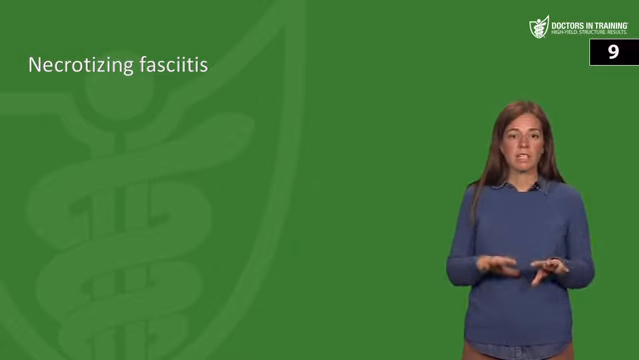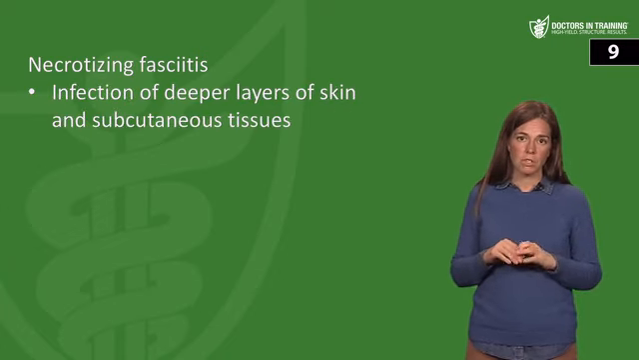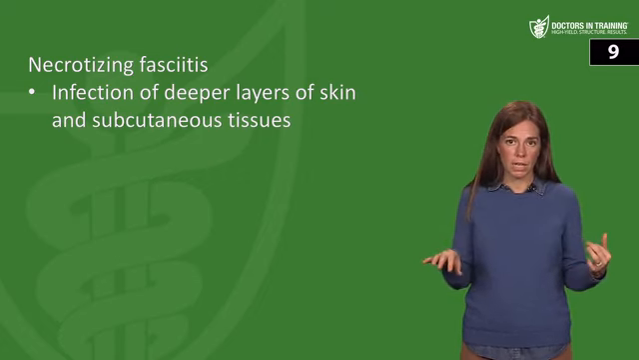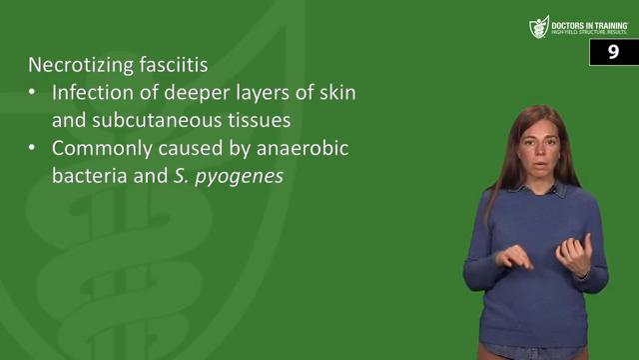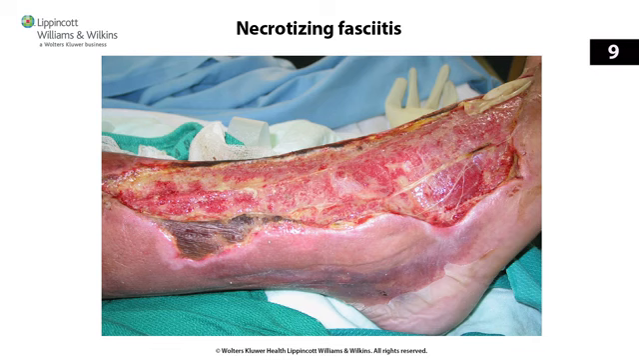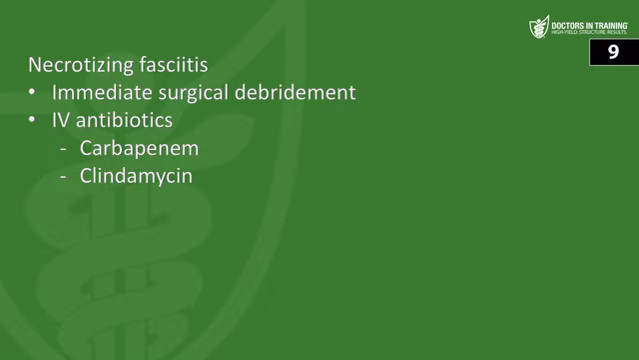This is a very serious and scary infection. The infection involves the deeper layers of skin and subcutaneous tissues, and what makes it dangerous is that it can quickly spread across the fascial plane, and it's commonly caused by anaerobic bacteria or Strep pyogenes. The skin here is very tender, and also the tenderness tends to extend beyond the visible area of cellulitis on the skin. You can feel crepitus from the methane and CO2 produced by the bacteria. Treatment is immediate surgical debridement and IV antibiotics like a carbapenem together with clindamycin.